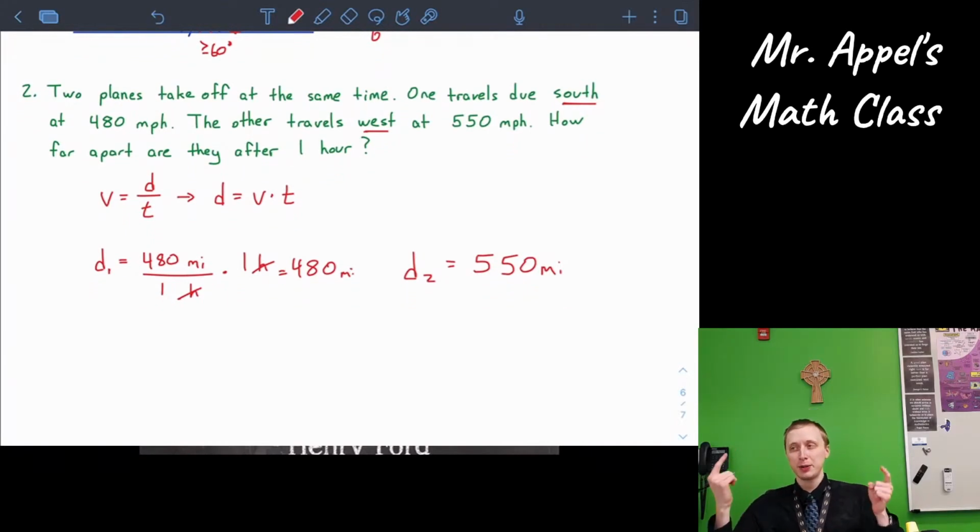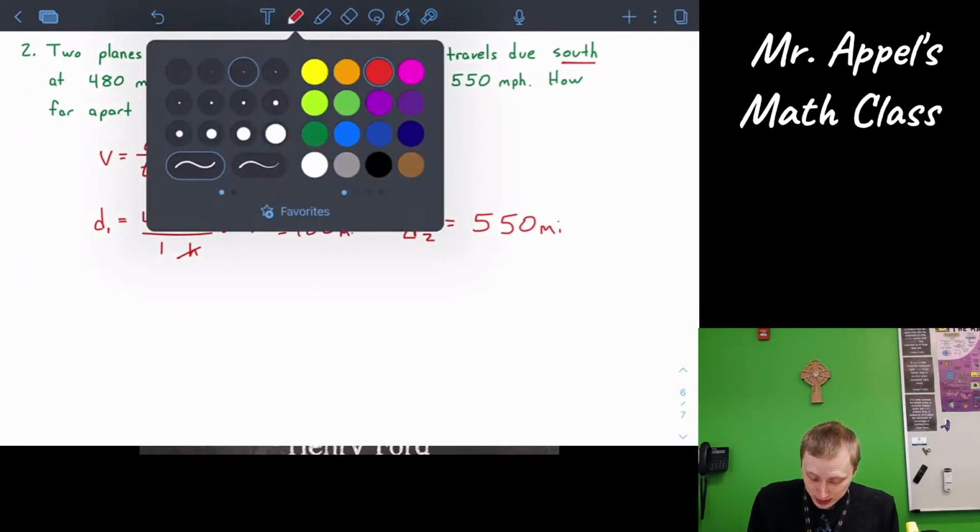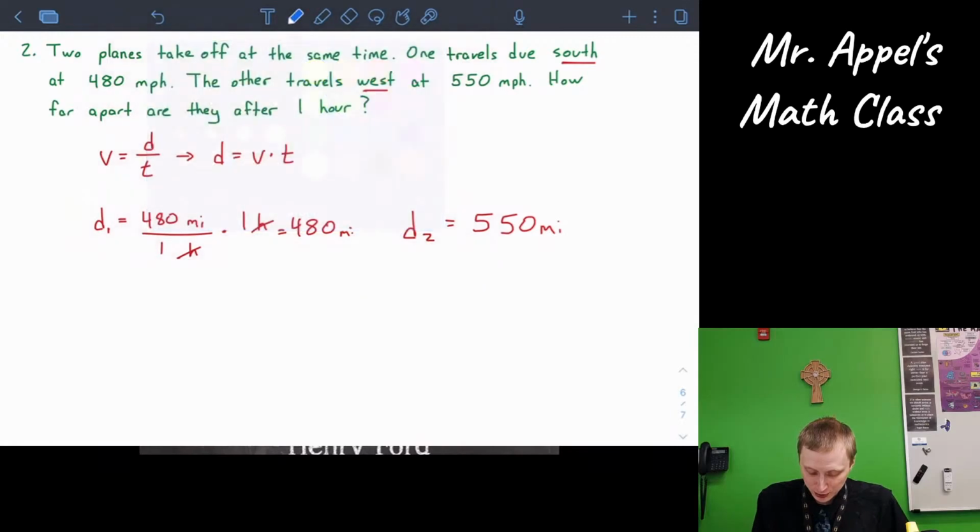But how do those distances compare to each other? Because the planes did not go in the same direction, right? Our directions, I've underlined them because they are important. Let's bring in good old problem-solving strategy 1. Draw a picture. One goes from the airport due south. We'll draw it like that. Right, so I'll call this our distance 1.